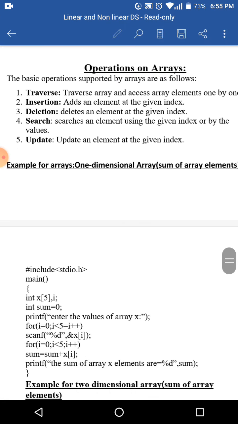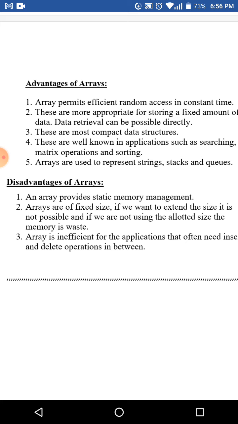We can understand what the advantages are. Arrays permit efficient random access in constant time. Okay, it provides efficient access at a particular index of an array in constant time. Next, these are more appropriate for storing a fixed amount of data. So an array is basically a static data structure. It provides some fixed amount of data.